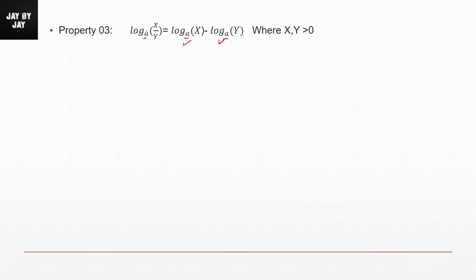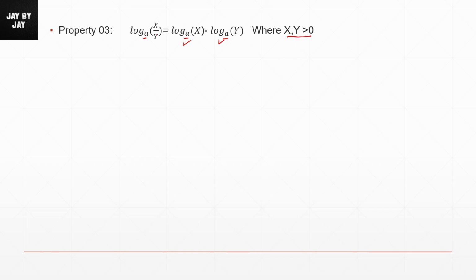Another point: if you want to write the logarithm of a division, you can write it using individual component subtraction in logarithm form. It's like this: log base a of x divided by y equals log base a of the same x minus log base a of the same y. But there's another point you need to remember: x and y are both positive.